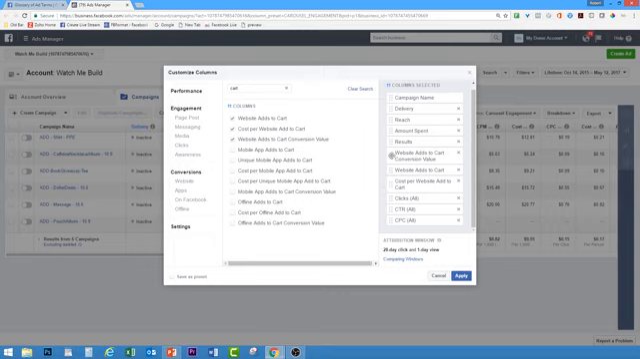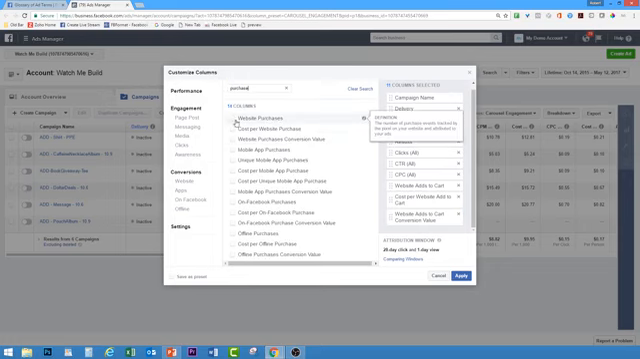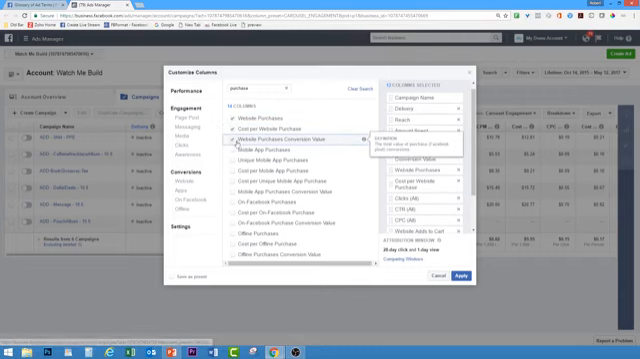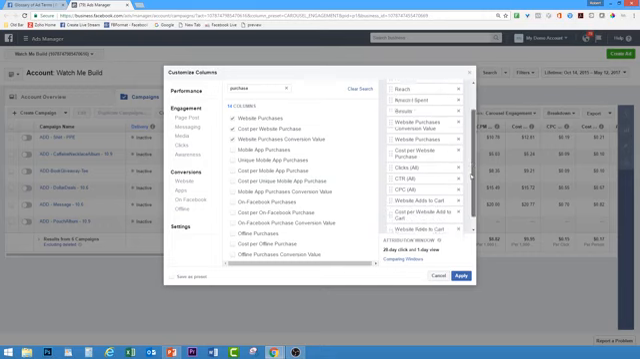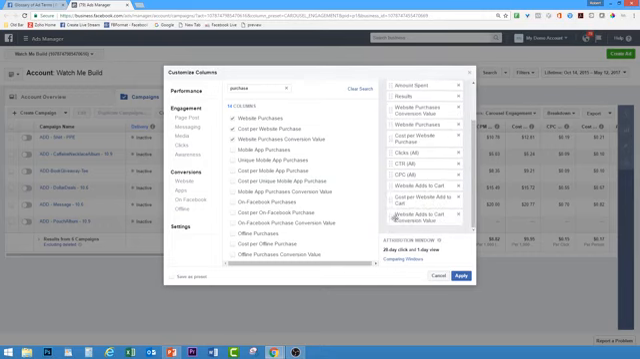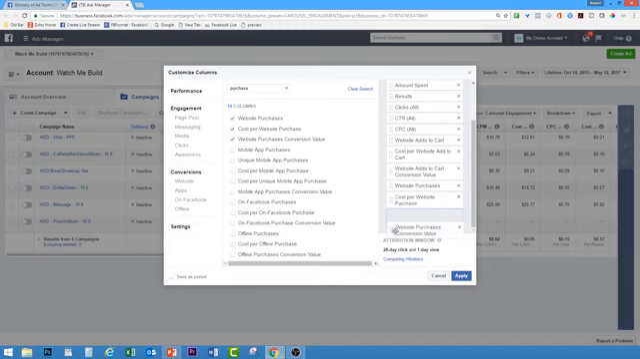The overall value. So clicks, then you do add to carts next, cost per add to carts, and then add to cart value. Then we're going to do the same thing for purchase. Website purchase, cost per website purchase, and website purchase value. Again, reorganize them. Let's see, where's my purchase at? It's at the end. Website purchases, cost per website purchase, and website purchase value.